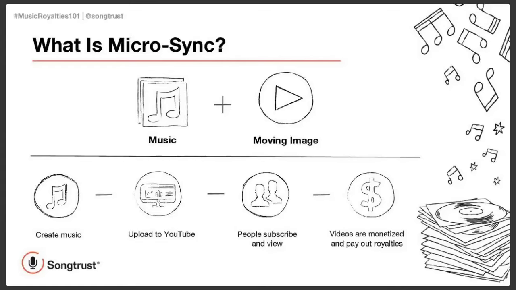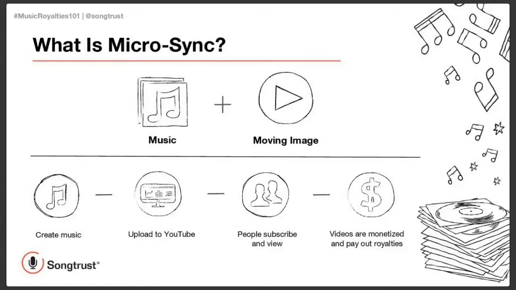YouTube has licenses with rights holders on both the master side and the composition side to allow anyone to upload content to YouTube using the music that those rights holders control, and then the rights holders are able to monetize any use of their music on the platform. So instead of every single person uploading a video to YouTube getting a sync license for that one video, YouTube allows rights holders to monetize on the platform as a whole. And so this bottom diagram here kind of shows the process.